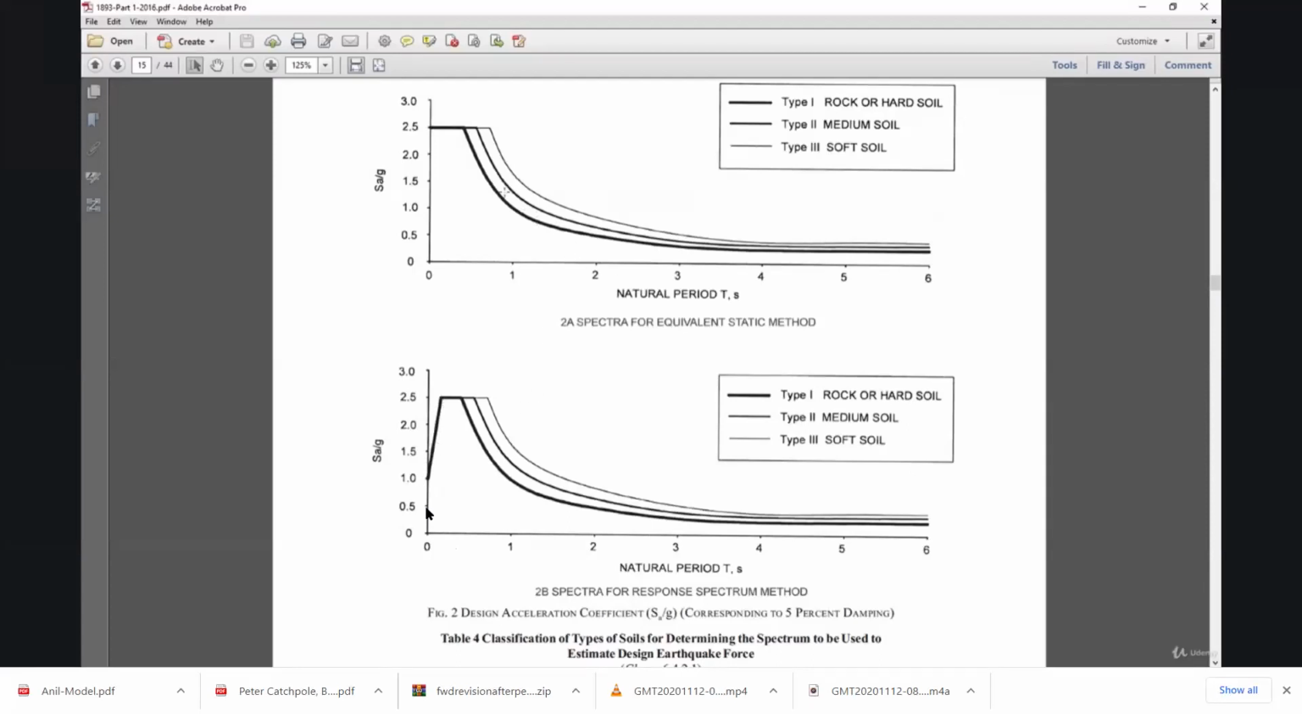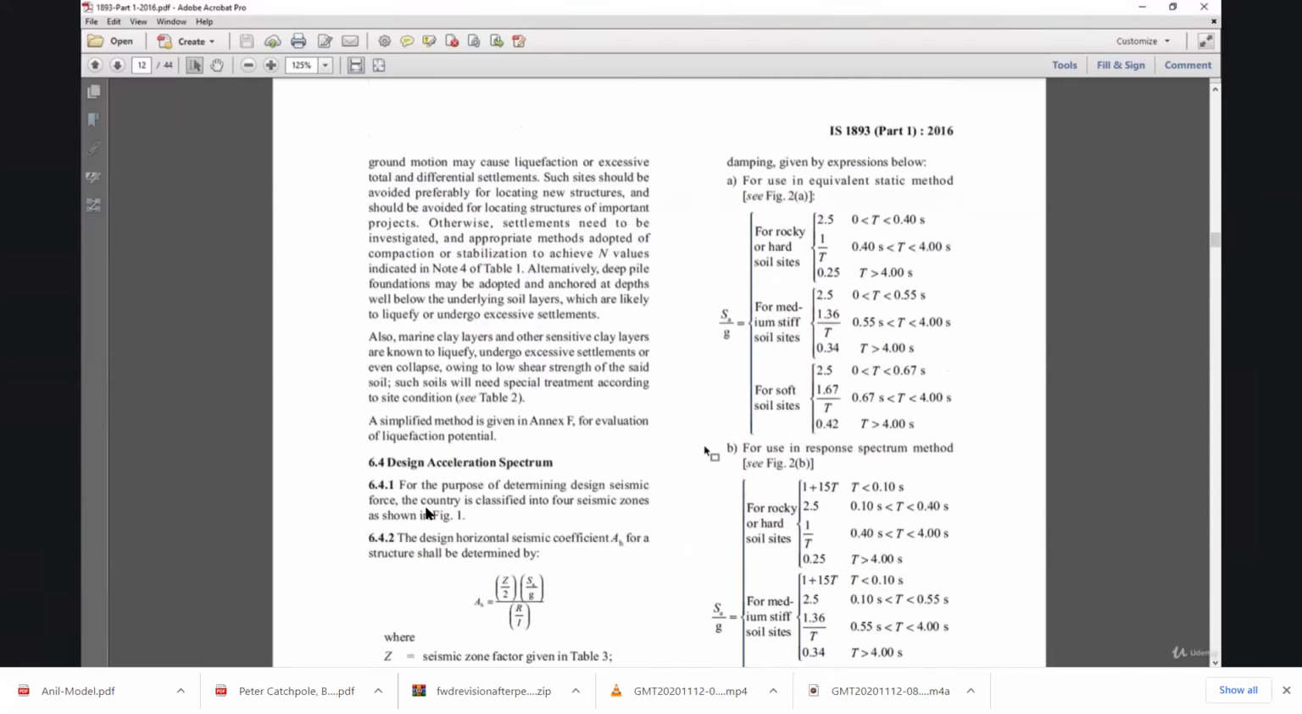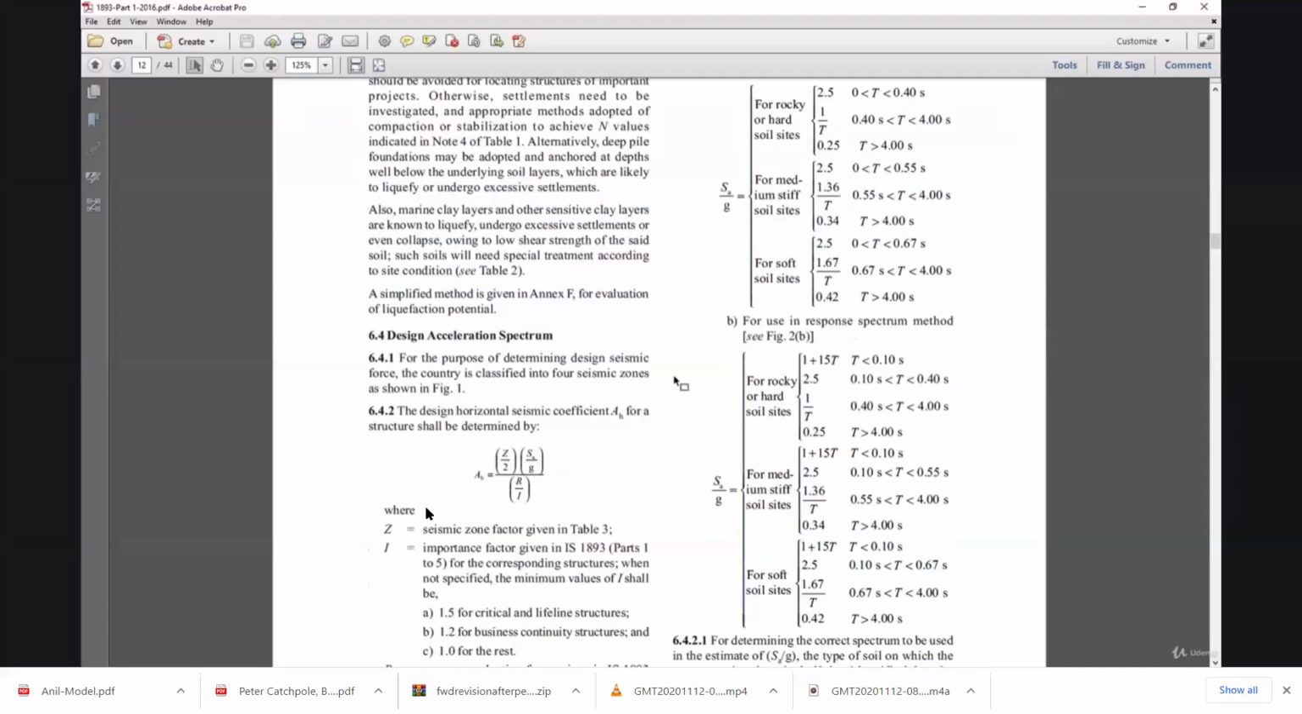For tall buildings, time period is somewhat high, so SA by G value usually lies in this range. And for base isolated buildings or for special buildings, the time period is usually in the range of 2.5 to 3 seconds. So for that building, SA by G value reduces to a very great extent. In addition to that graph, code has also given us this formula, that is, if time period is in the range of 0.4 to 4 seconds, we can calculate SA by G for rocky or hard soil by 1 upon T, or for medium to stiff soil by 1.36 upon T. And for use in response spectrum, this is given separately.